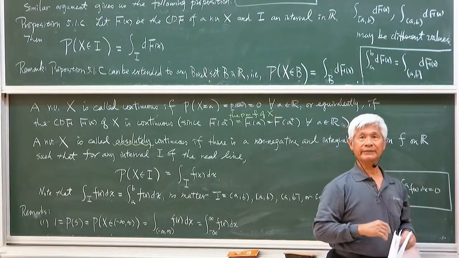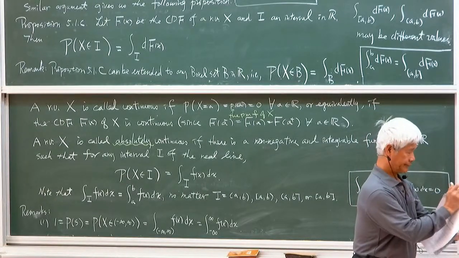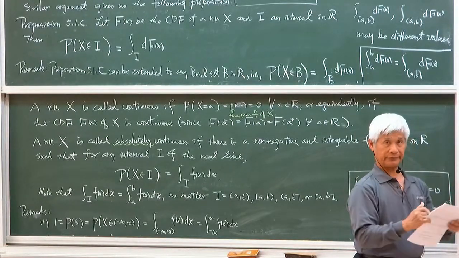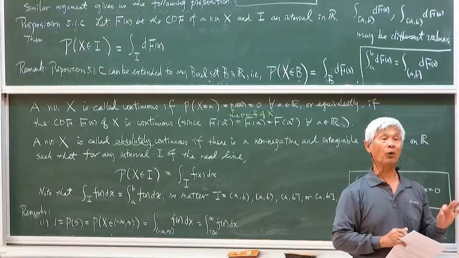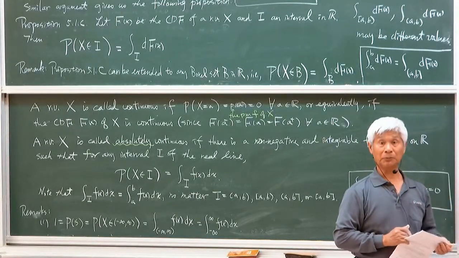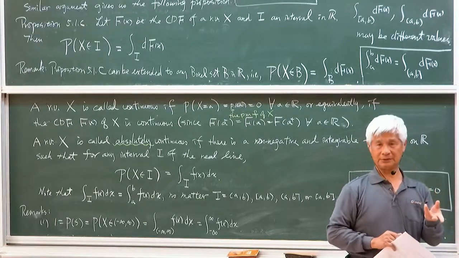Okay, so I have to emphasize that every time we find a PDF for an absolutely continuous random variable, we usually find one which has good properties. You try your best to do that.